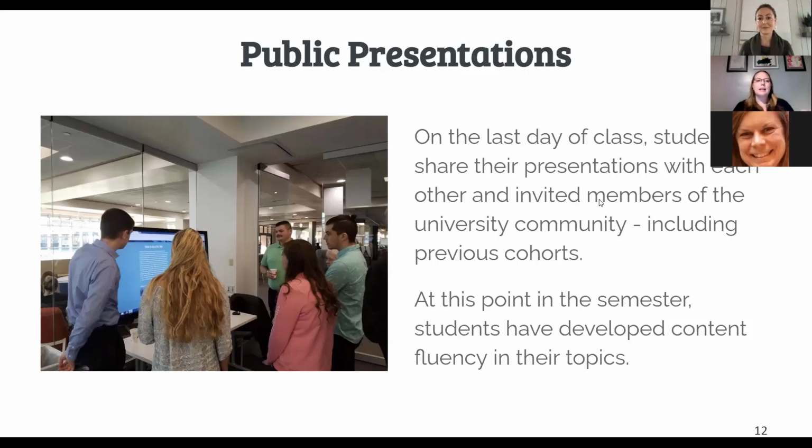But as you can see, we have this beautiful space, and you could see it on a previous slide. We have this beautiful space in our library where we have these massive TV screens, and the students can actually work off of them. They're touch screens, so they can move things around. And on the final day, their assessment is actually these public presentations.